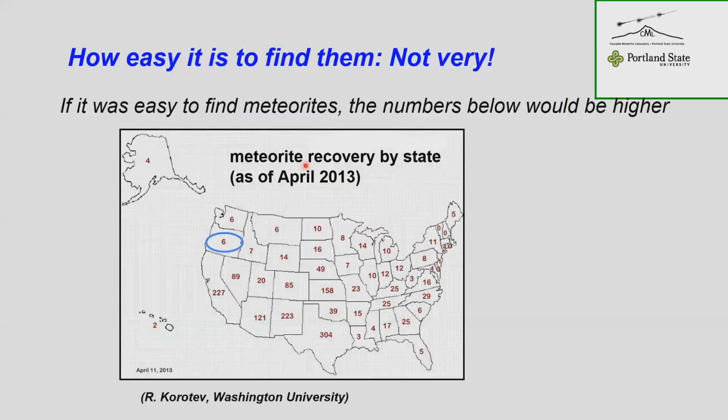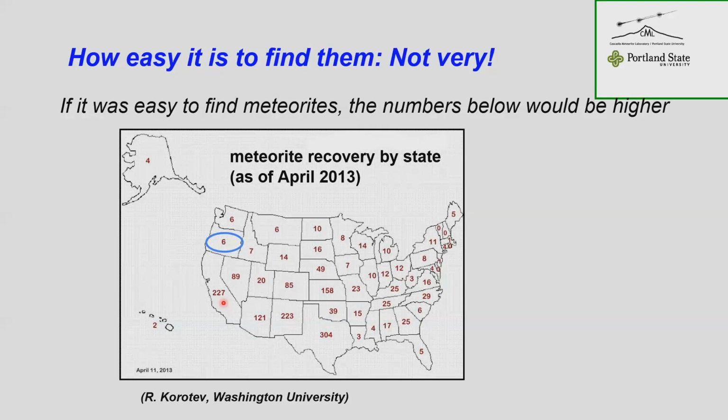So let's now go in a different direction. Now that I've explained it, how easy is it to find meteorites? The answer is: not very easy. In fact, more times than not, people don't really find meteorites every day. So if we look in Oregon, we have 6 recovered meteorites so far. That's a very small number, especially when you compare it with the fact that in California, just one state nearby, we have 227 identified meteorites.